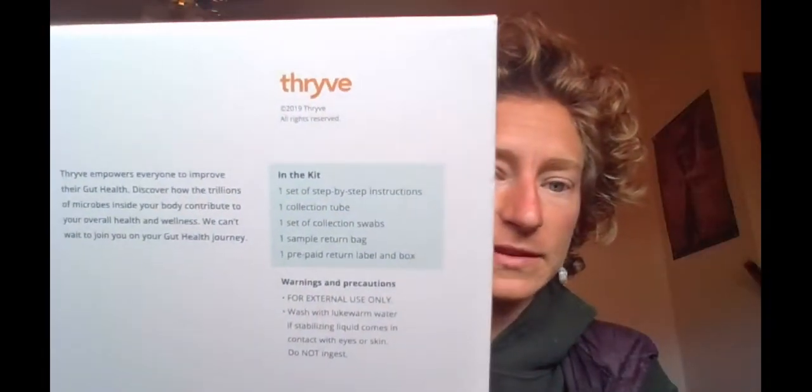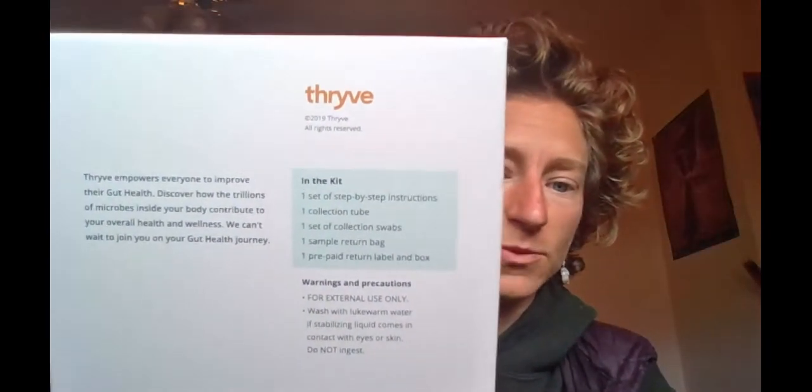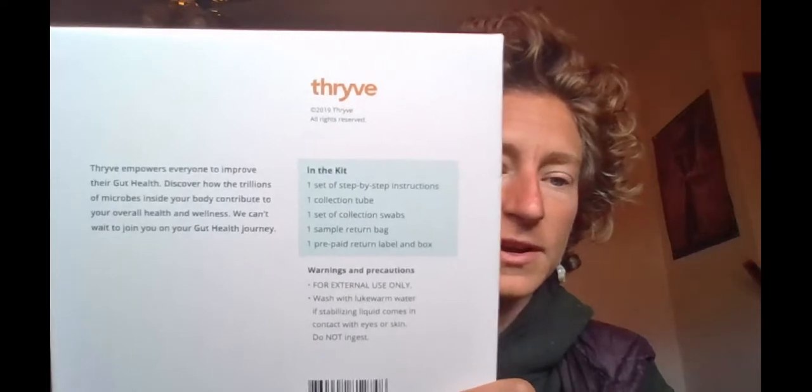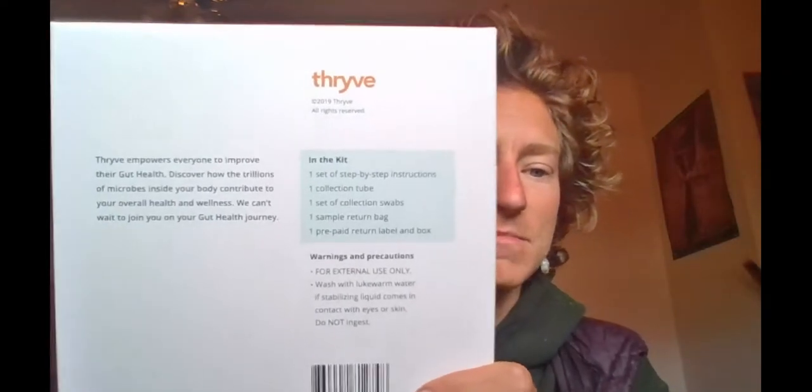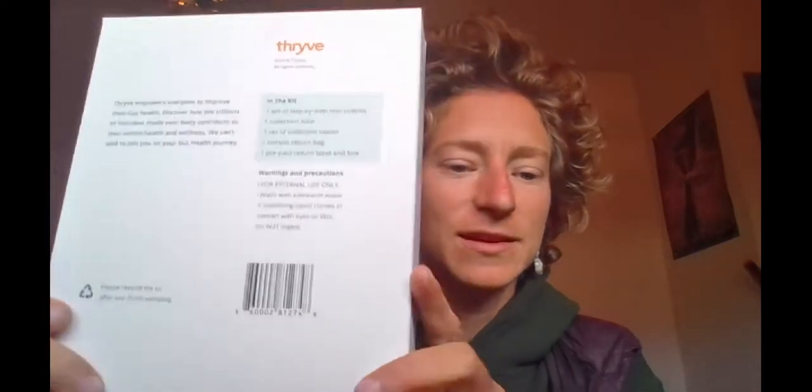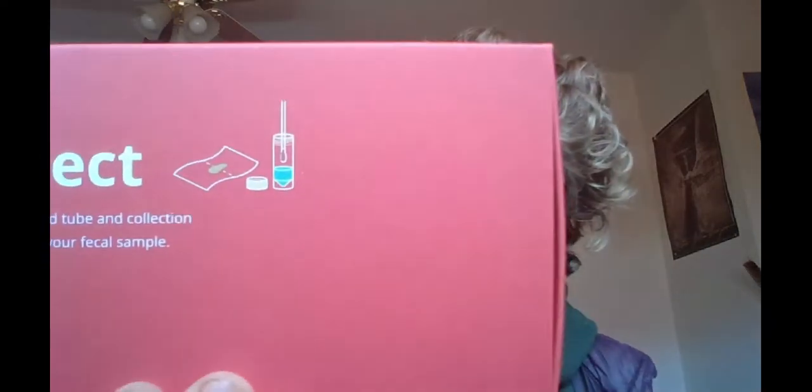This is Thrive. It's a collection tube with swabs. This is for measuring the microbes in my gut. It's kind of gross, but what I need to do is collect a swab of my poop and put it in there. And then I send it back.